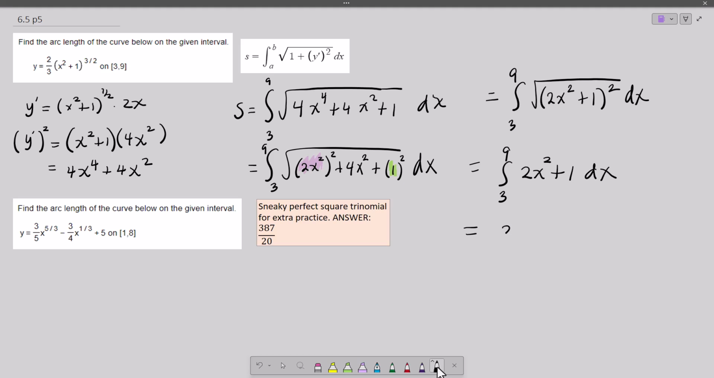And then we integrate and we get 2x to the 3 divided by 3 plus x, and that goes from 3 to 9.